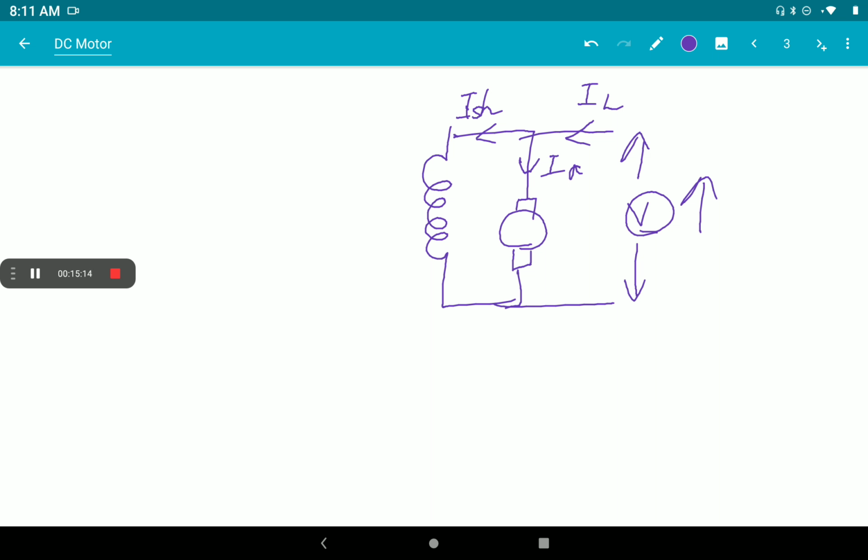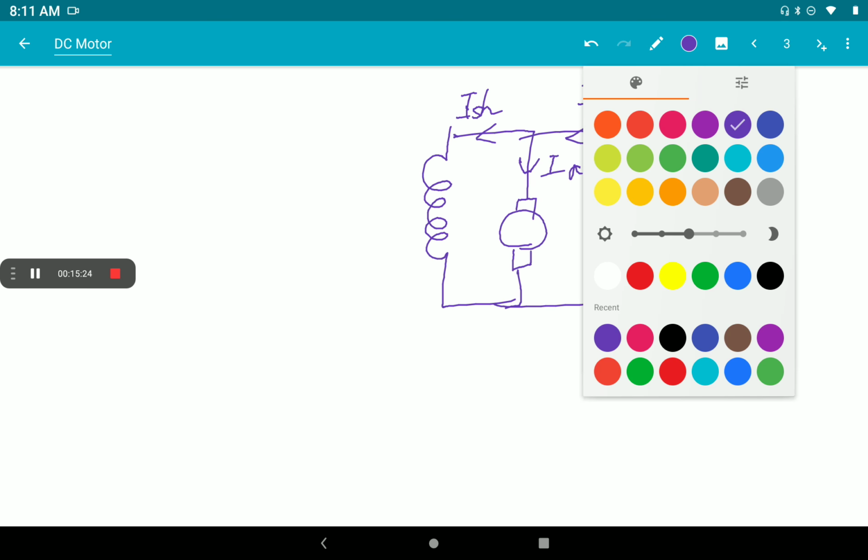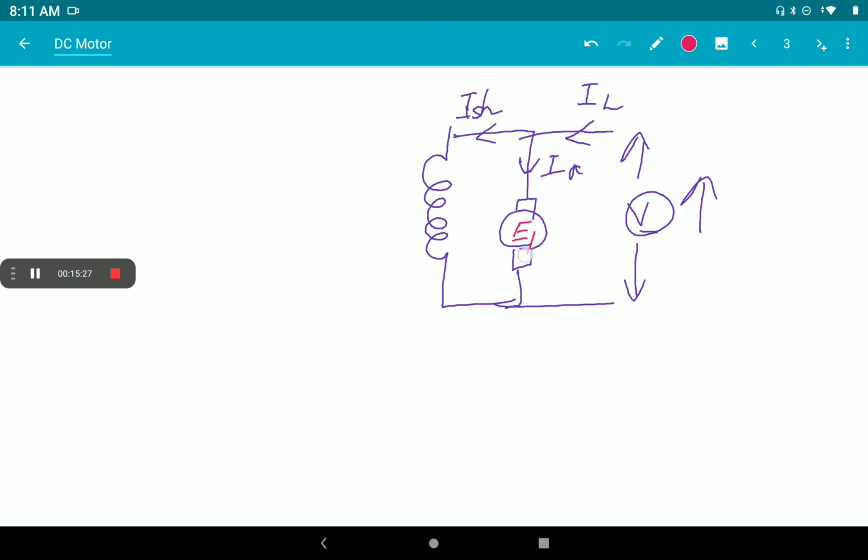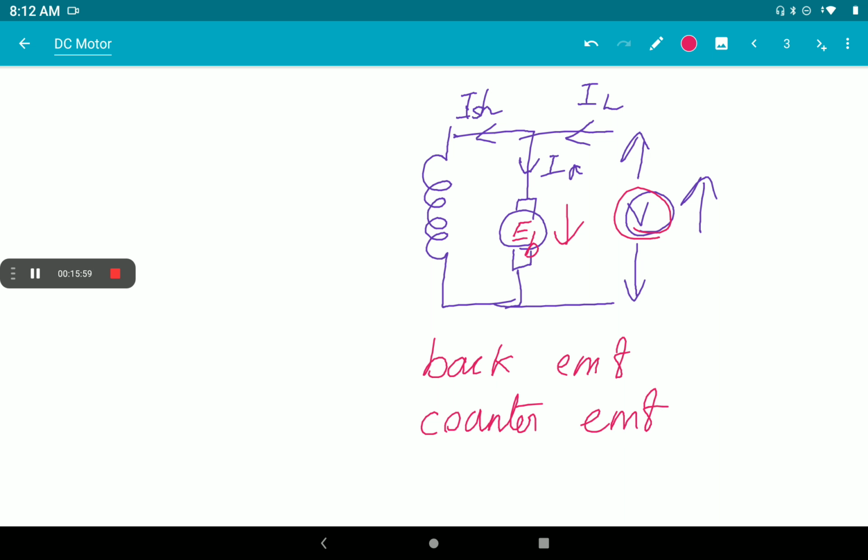Here, because of the rate of change of flux, an induced EMF will be produced. When the armature starts rotating, it will produce an induced EMF. We call it EB. But the direction of that EB is opposite to the input voltage V. So EB, opposite to the input voltage V, is produced as a back EMF. So it is known as back EMF, and also we call it counter EMF.